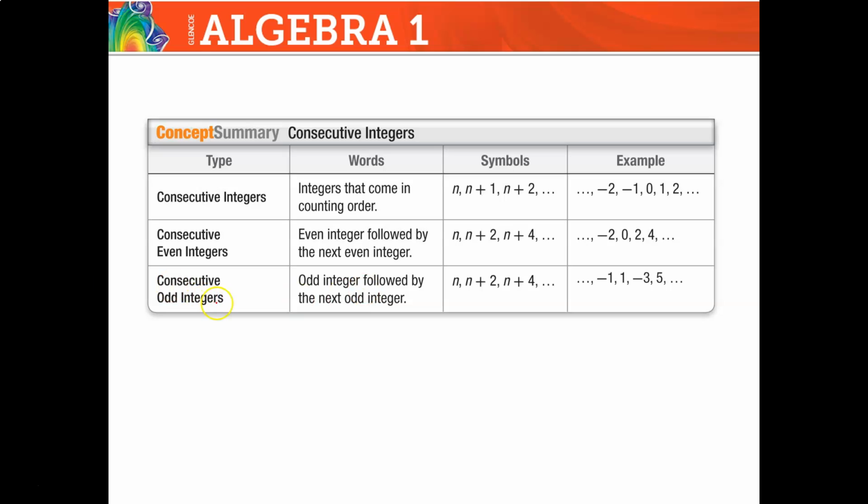Consecutive odd integers: an odd integer followed by the next odd integer. So if n was 1, then 1 plus 2 would be 3. 1 plus 4 would be 5. So that would give us odd integers. Okay?